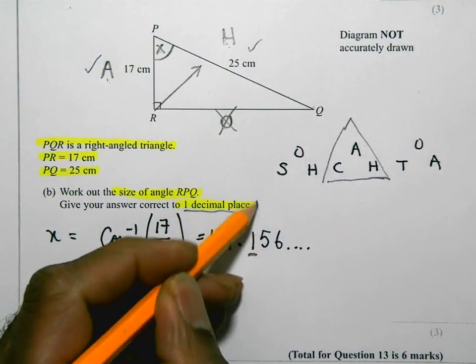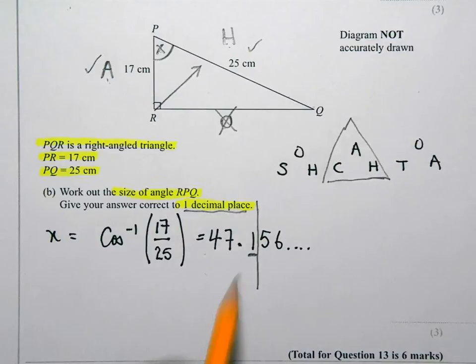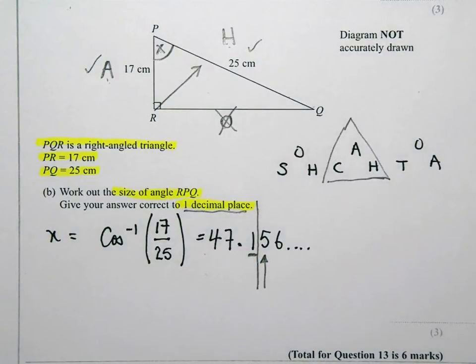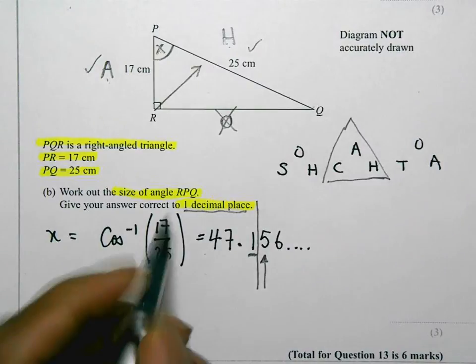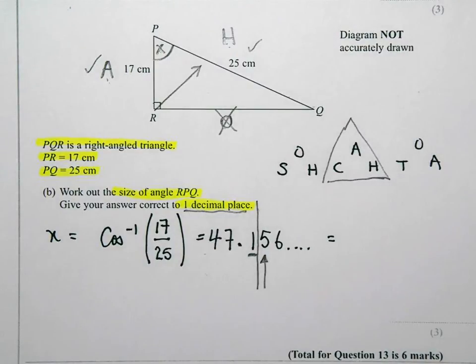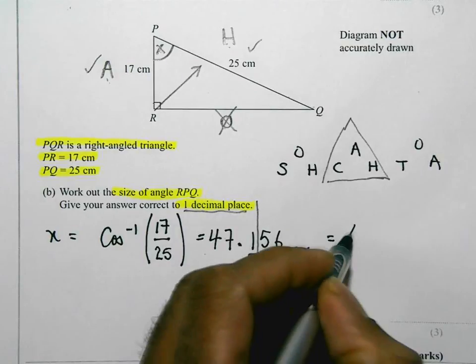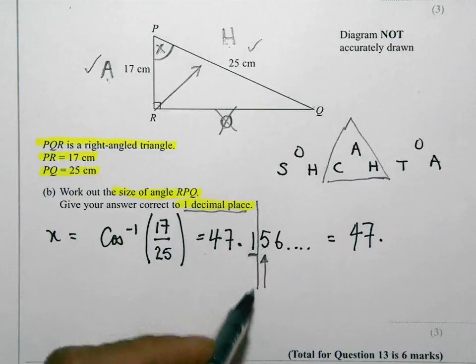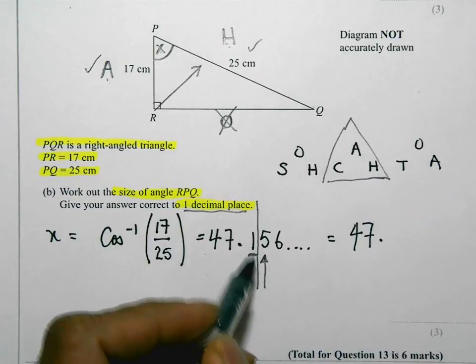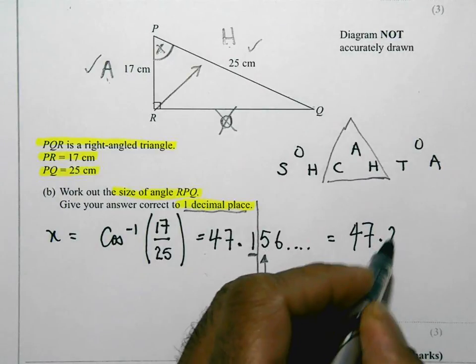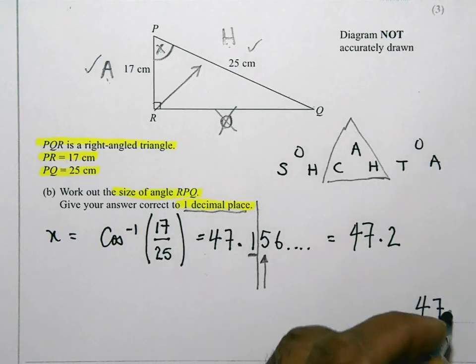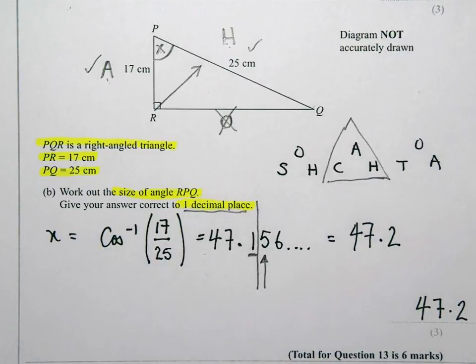Just as before, however, I need to look at the next number along. And if that's 5 or more, I will need to do a bit of rounding, so rounding up. Because that's 5 or more, my answer is going to be 47 point, and because that's 5, I need to add 1 to this one over here, and that's going to be 47.2. So in the answer space, I'm going to write 47.2, and they've already written degrees over there. So the answer is 47.2 degrees.